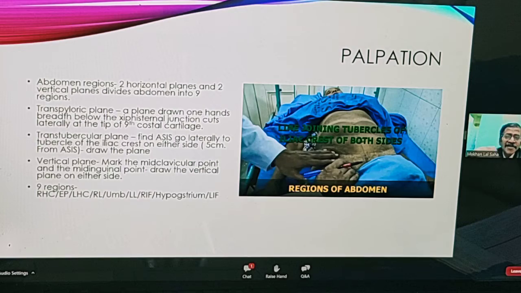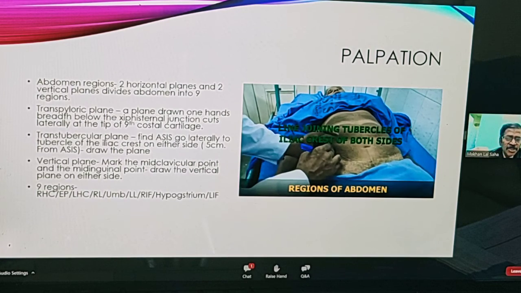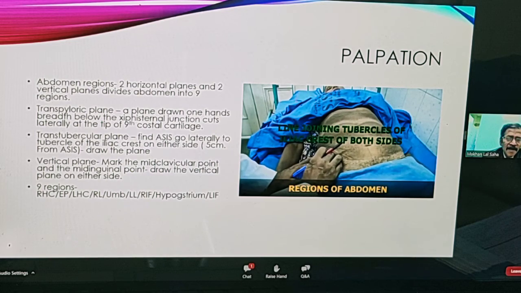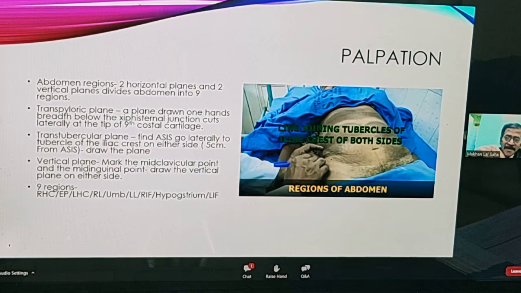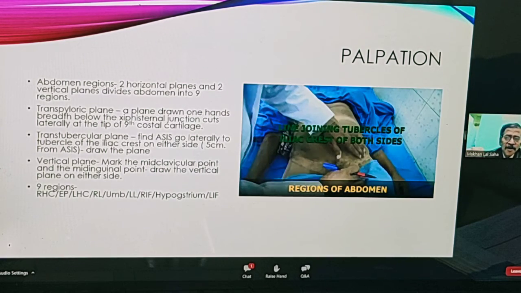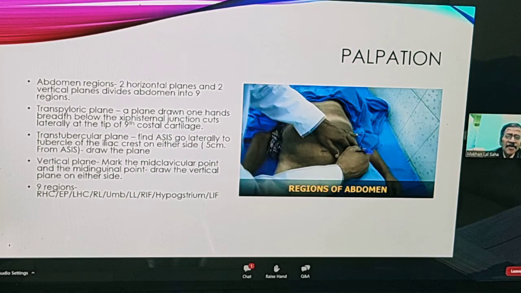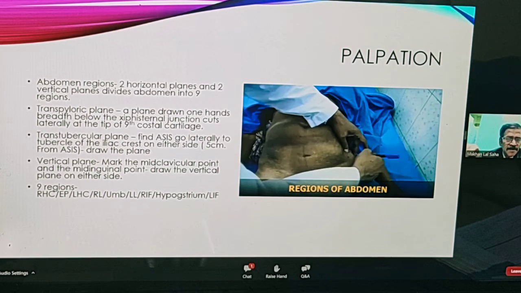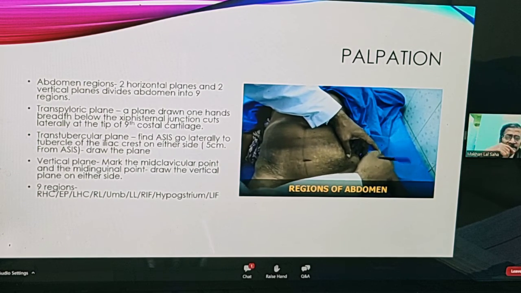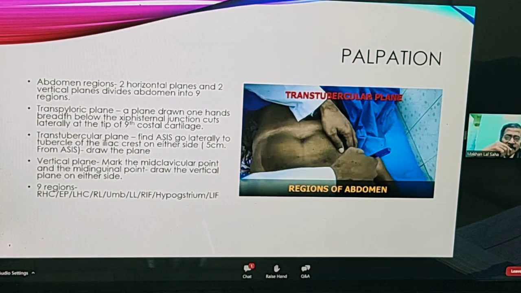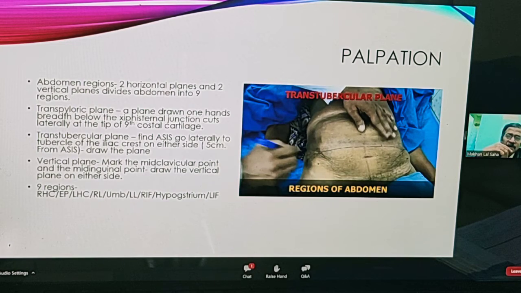Then you draw the transtubercular plane. You find the anterior spine, and from there you go laterally along the iliac crest and find the tubercle. You find these 2 points on either side, the tubercle of the iliac crest, and draw the lower horizontal plane between the 2 tubercles. So this is known as the transtubercular plane. So 2 horizontal planes, one transpyloric and one transtubercular plane.